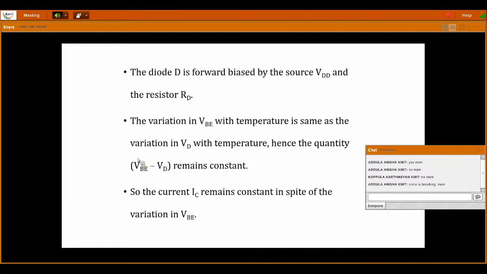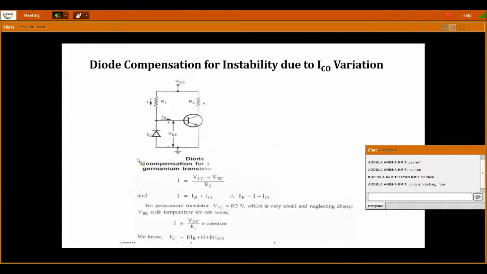Hence, if we maintain a constant voltage difference between the base to emitter junction and your diode voltage, then the base current will be maintained at a constant value. When base current is constant, the operating current IC is also fixed at a constant value, so on the DC load line it may not shift from the center point. So IC remains constant in spite of the variation in VBE. This is one method of compensating your collector current IC due to the variation in VBE, by connecting a diode at the emitter terminal.